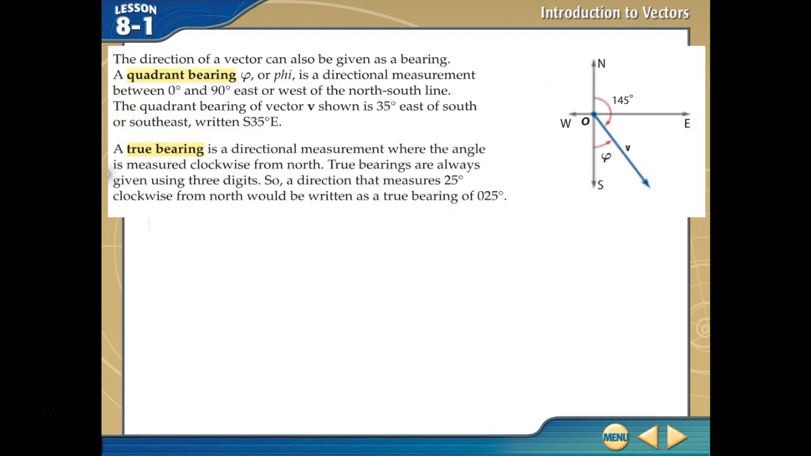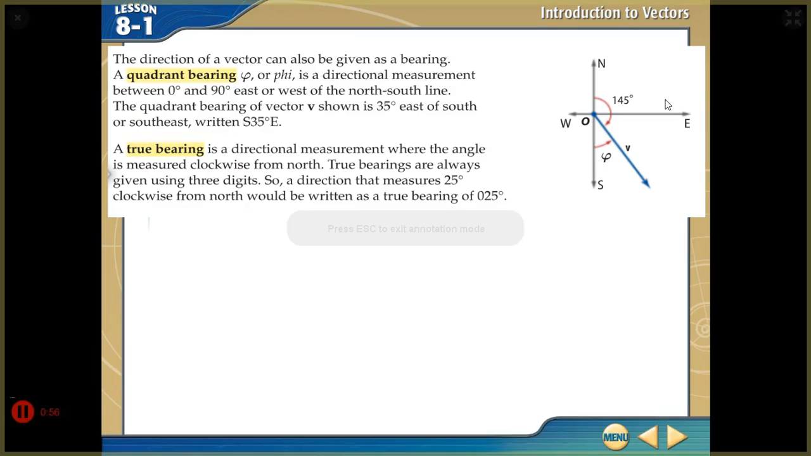Alright, so we have two types of bearings that we can talk about. One is what we just talked about, which is a quadrant bearing, which is the idea here of a south 35 degrees east. So I go south 35 degrees to the east, and that would be my quadrant bearing. A true bearing is always from north at 0 degrees. So for a true bearing, it's a little bit different in that I have my north, west, south, and east. And what we say is this is 0 degrees. We're always going in a clockwise direction.